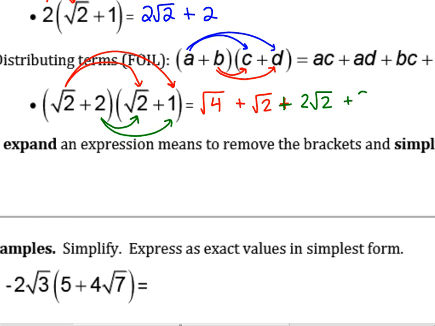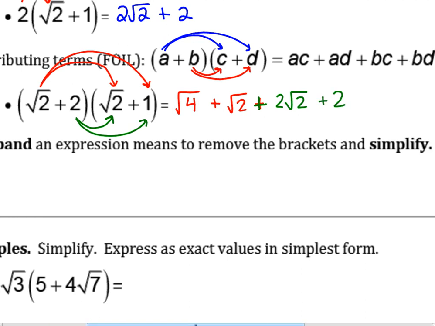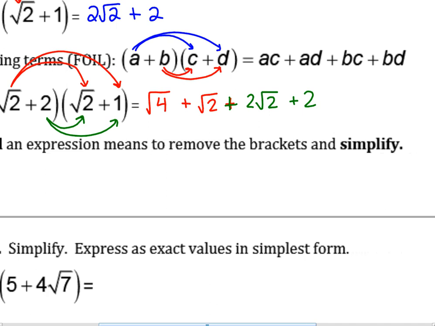Okay, there's a few things we can do to simplify this. What are some of the things we can do to simplify this? Okay, so root 4, you can square root 4, and it just becomes 2. Yeah. Square root of 4 is 2. What else can you do to simplify this?